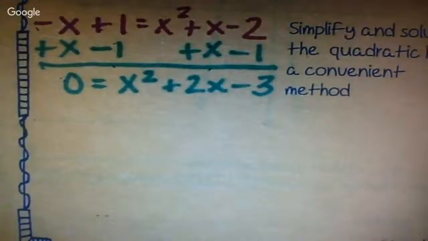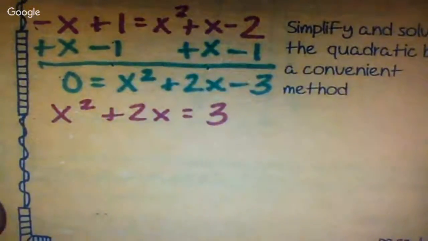When I complete the square, that means I want my C value away. So x squared plus 2x, when I move my C value, it becomes positive.